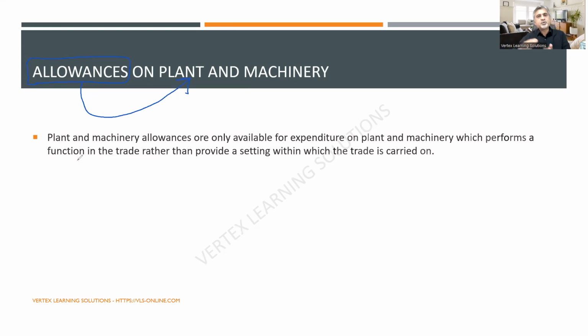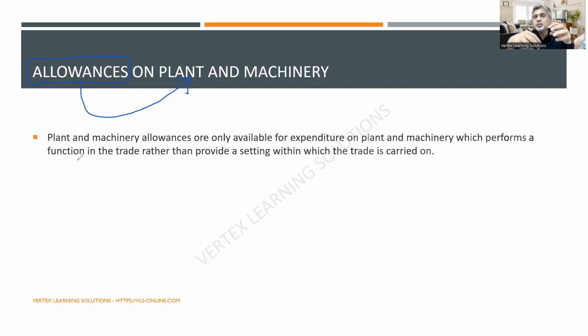Then you have allowance on cars. Then you have allowance on special rate. Then allowance on buildings and structures. So allowances on plant and machinery. First we need to understand what plant and machinery itself is.